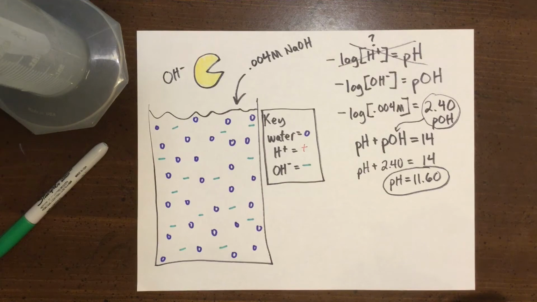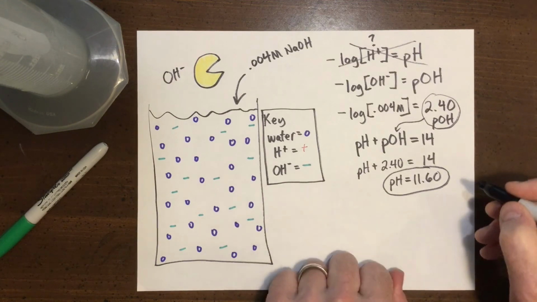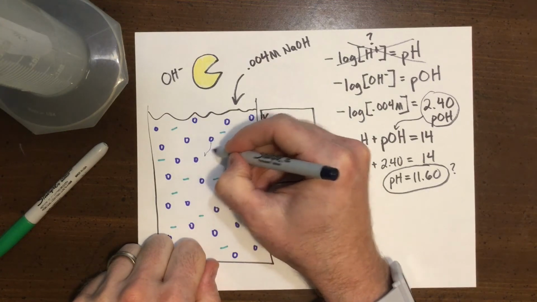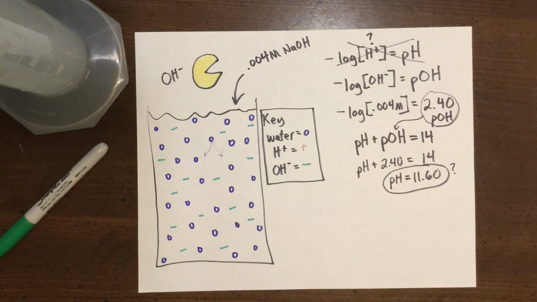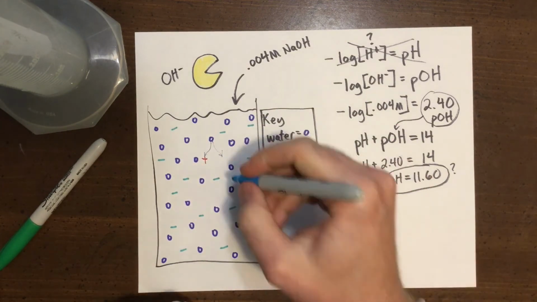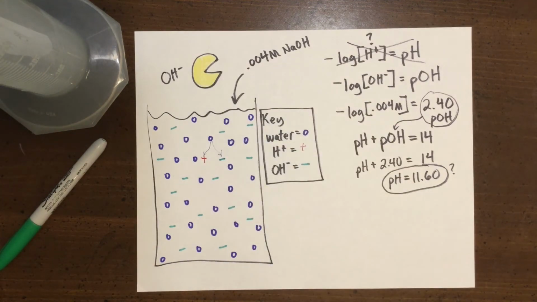But that leads to another question. How can there be any power of H's? This is an OH type solution. This is a base. Well, let's go back and look at that solution. If I look at one of those waters, what will be happening no matter what we do is some of those water molecules will be ionizing. And when they ionize, they'll turn into an H plus and an OH minus. So yeah, even though this is a basic solution, there's still going to be some hydrogen ions floating around in there.